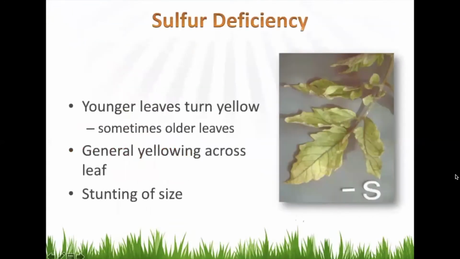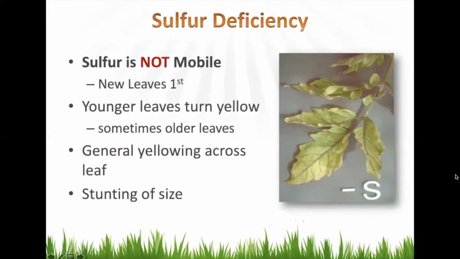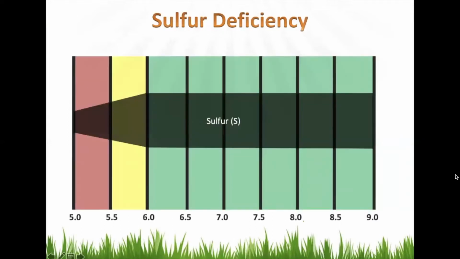Now, with sulfur deficiencies, the younger leaves are affected first because sulfur is non-mobile. So those younger leaves turn yellow, and sometimes the older leaves turn yellow, but most likely those younger leaves are going to turn yellow prior to the older leaves. And in general, the yellowing goes across the whole entire leaf. It's not just marginal or interveinal or anything like that. It covers the whole entire leaf, and it also stunts the size of it. So stunting is when the plant stops growing. So you're going to have the full entire leaf turn yellow, and this only affects the new leaves because it is not mobile. So anything below 6.0, that's when you're going to see those sulfur deficiencies occur.